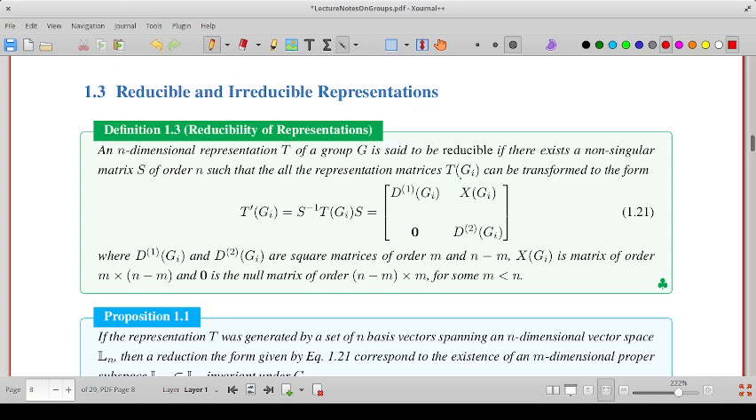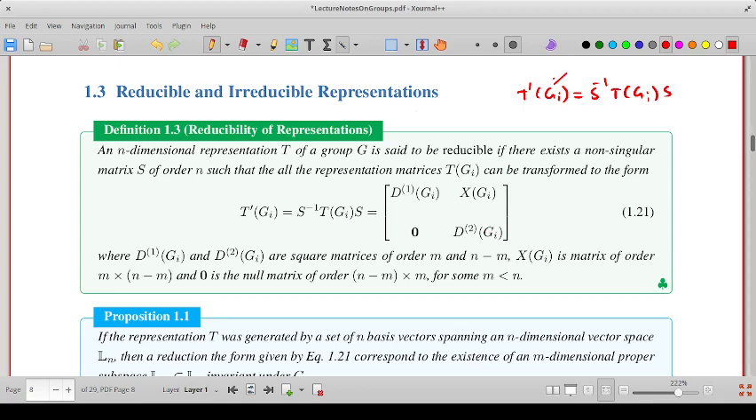if we take any representation matrix T(Gi), where Gi is an element of G, and construct the matrix T'(Gi) as S inverse T(Gi) S, and if the form of this matrix T'(Gi) is given by this, with a block matrix D1 here, then a block with zero elements, another block with maybe non-zero elements, and another square block matrix D2.